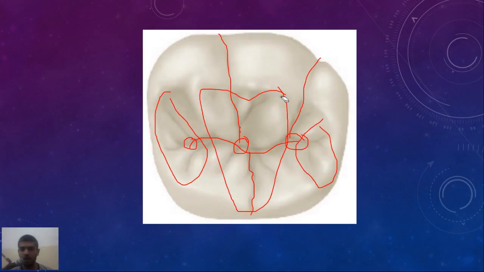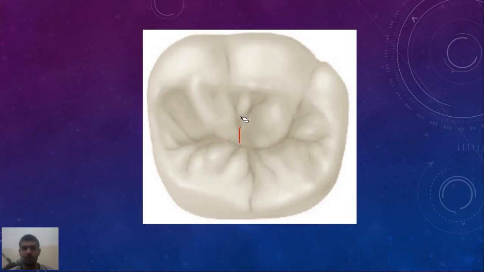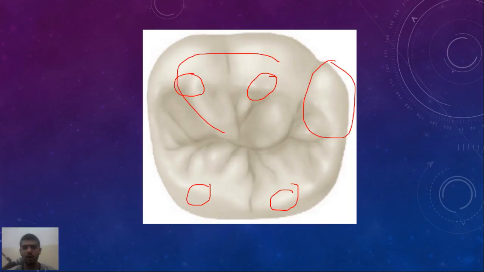Now let's talk about the cusps. We can see there are 2 buccal cusps, the distobuccal cusp and mesiobuccal cusp, and 2 lingual cusps, the distolingual cusp and the mesiolingual cusp, and a single distal cusp. So 2 buccal cusps, 2 lingual cusps, and 1 distal cusp.